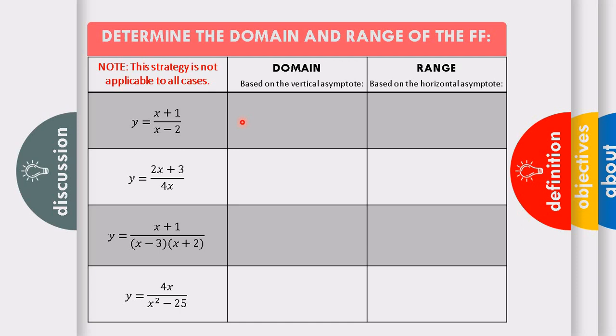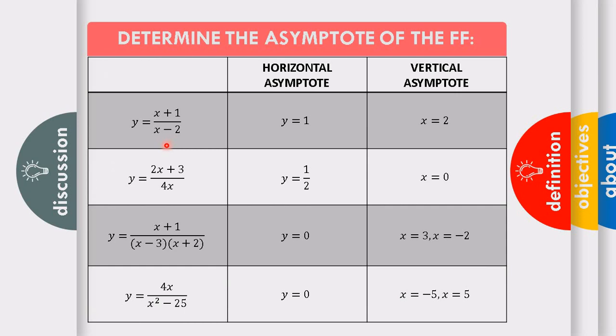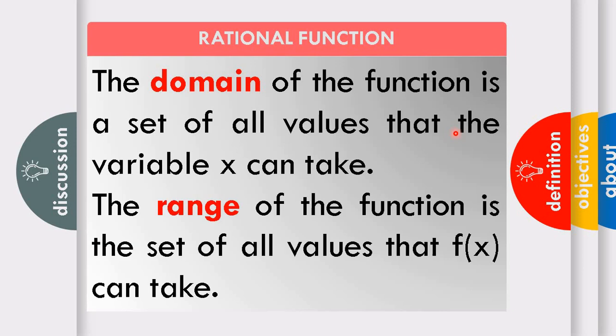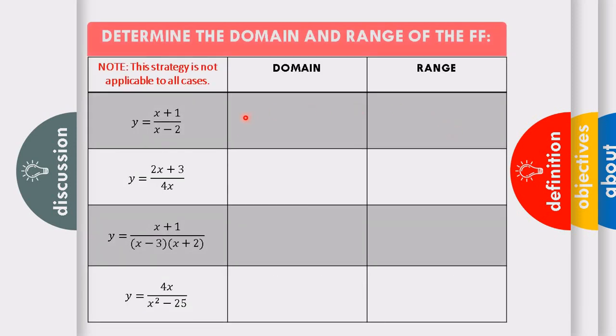So for example, y equals x plus 1 over x minus 2. A while ago, we found a horizontal asymptote of 1 and a vertical asymptote of 2. Okay? So therefore, for the domain, since it is based on the vertical asymptote, which is 2, we have from negative infinity to 2, union 2 to positive infinity, or the set of x, where x is an element of the real numbers such that x is not equal to 2, since 2 is the vertical asymptote.